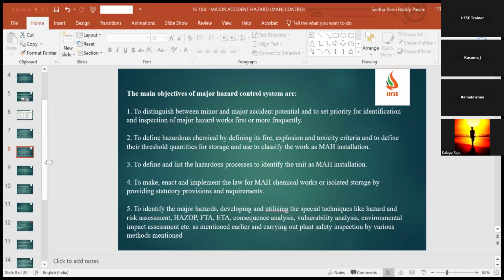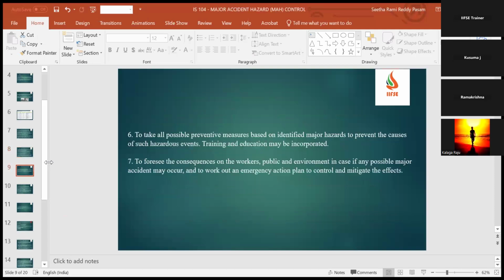Then to identify the major hazards, developing and utilizing special techniques like hazard risk assessment, hazard operability study, fault tree analysis, inventory analysis, consequence analysis, vulnerability analysis, environmental impact assessment, etc., as mentioned earlier, and also carrying out plant safety inspections by the various methods mentioned. So this is also one of the objectives: to identify the major hazards and define the techniques to prevent accidents. These are some of the techniques or methods we use to identify and control the hazards in these installations.